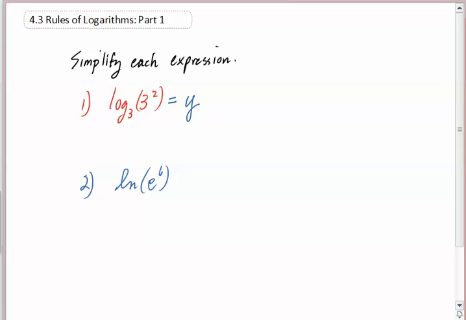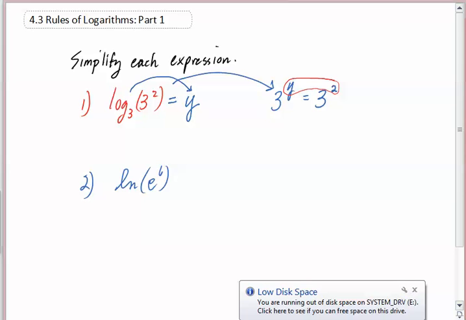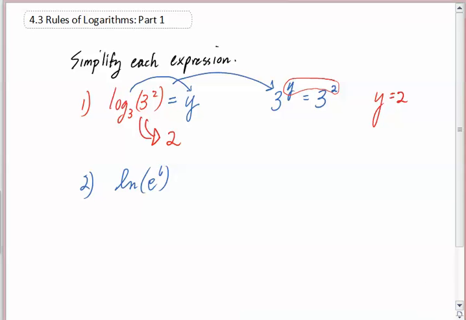So let's go ahead and rewrite this logarithmic equation in exponential form. The base 3 remains a 3. A log names an exponent, so there's the exponent y. And then I'm going to write the argument, which is what it's equal to. Well, it doesn't take a rocket scientist to figure out that this y has to equal 2. So y is equal to 2, which means this expression is equal to 2. Okay, let's take a look at the next one.